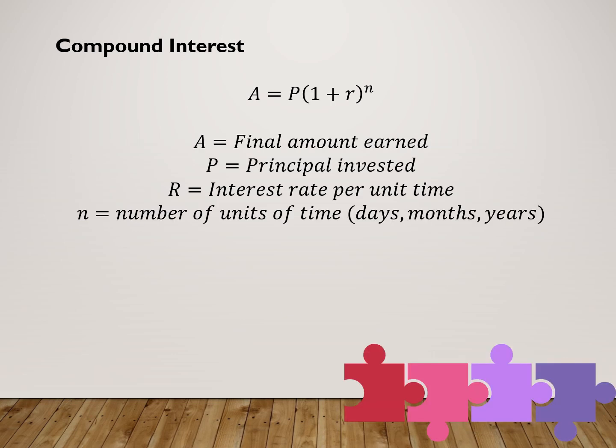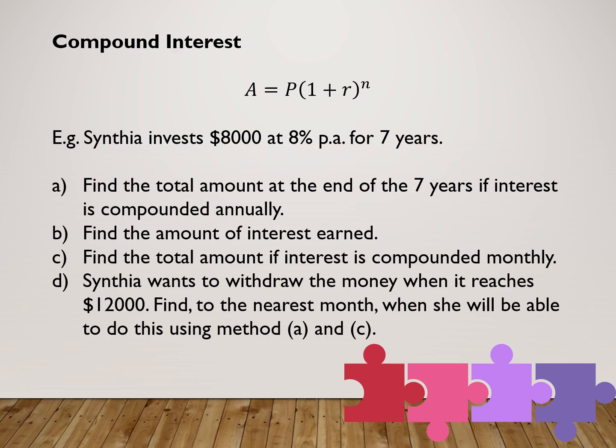Compound interest. This is the one where the main focus is on what the amount is compounded in, so the rate and the time are really important here. We've got A equals P(1 plus R)^N. This is on your formula sheet under financial maths. So we've got Cynthia investing 8,000 at 8% for 7 years, and we are going to use this amount for various questions.